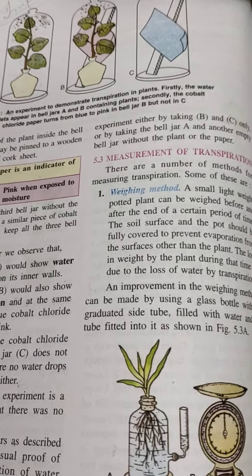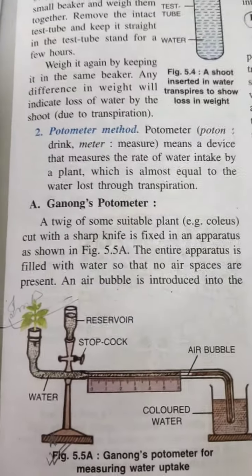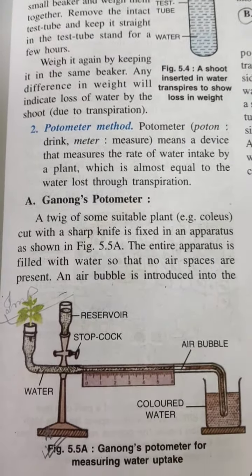Okay. Now, we will directly come to the potometer method. Now, what is this potometer? It is a device that measures the rate of water intake by a plant, which is almost equal to the water lost through transpiration. So, the potometer is a very important device by which we can measure the quantity of water which is being lost by the help of transpiration. Now, Ganong was the scientist who invented it, so we name it Ganong's potometer, and this diagram is very important, students. This you can get for your diagram as well as for labeling.